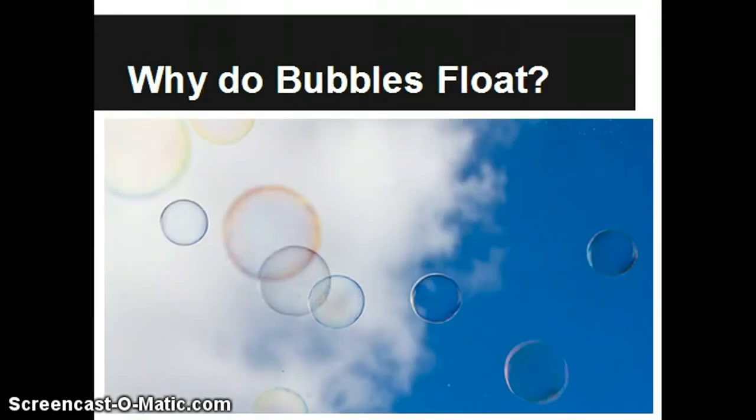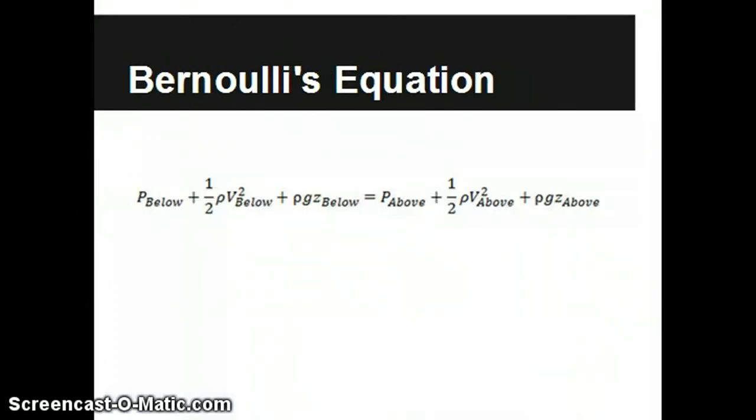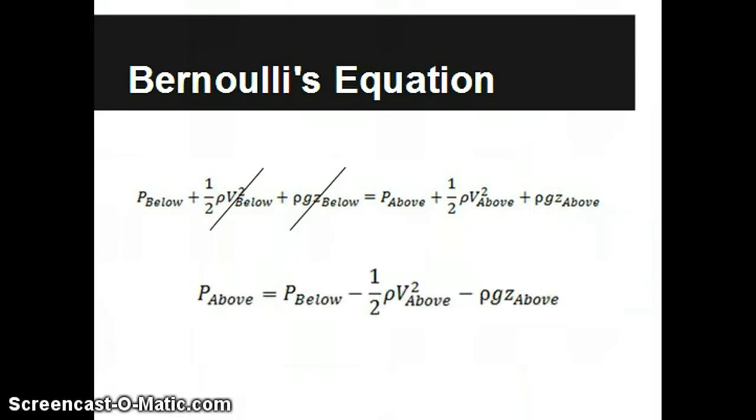One question you may be asking yourself is, how do bubbles float? To understand why bubbles float, we can look at Bernoulli's equation. We can relate 2 points below and above a bubble. We can simplify Bernoulli's equation by picking a 0 point as the point below the bubble, and then simplifying to compare the pressure below and above the bubble. As you can see, the pressure above the bubble will always be less than the pressure below the bubble, as long as the wind velocity above the bubble is greater, which results in the bubble floating.